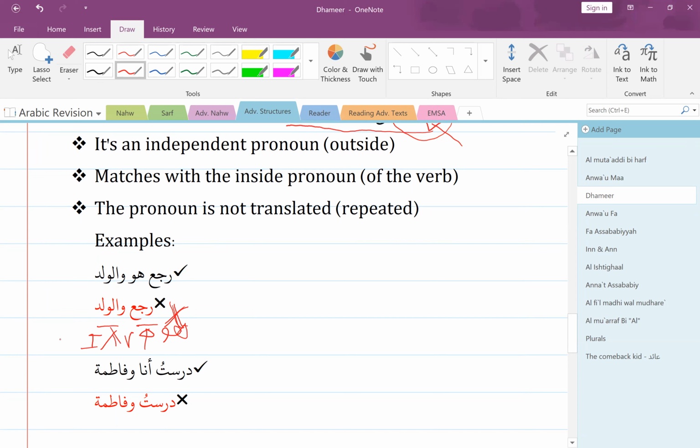That does not happen. What we do, however, is if the pronoun is huwa, we bring it out. We extract it out. Now we have an isim, and now we can connect an isim to an isim. Now that is correct: raja'a huwa wal walad. He returned, him and the boy. It sounds like a repetition, but of course when you translate it into English, you won't translate it that way. You just say he and the boy returned.